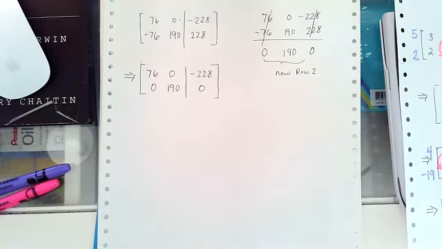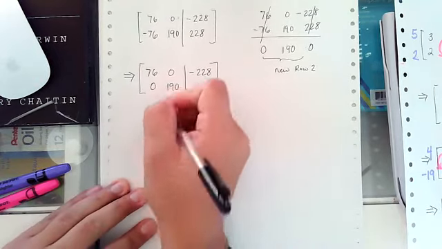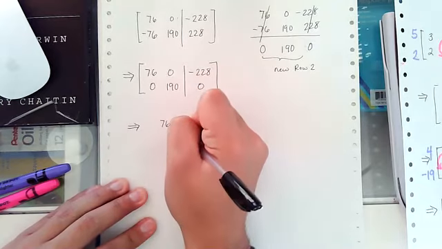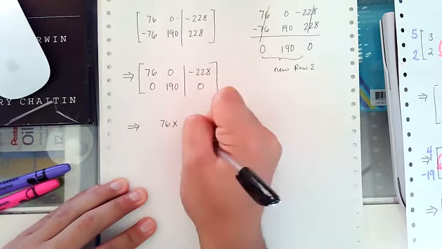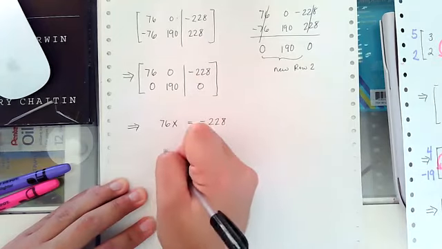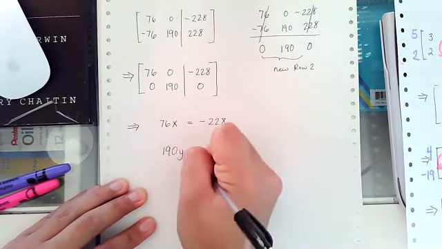If in doing all these row operations you lose sight of what we're actually trying to accomplish, leave the matrix and write this as a system of equations. This as a system of equations would be 76x is equal to negative 228, and 190y is equal to 0.